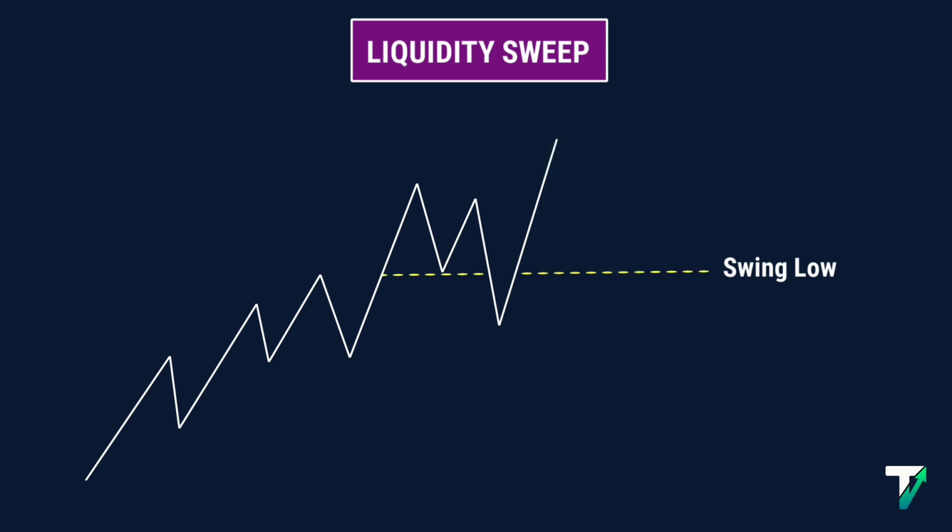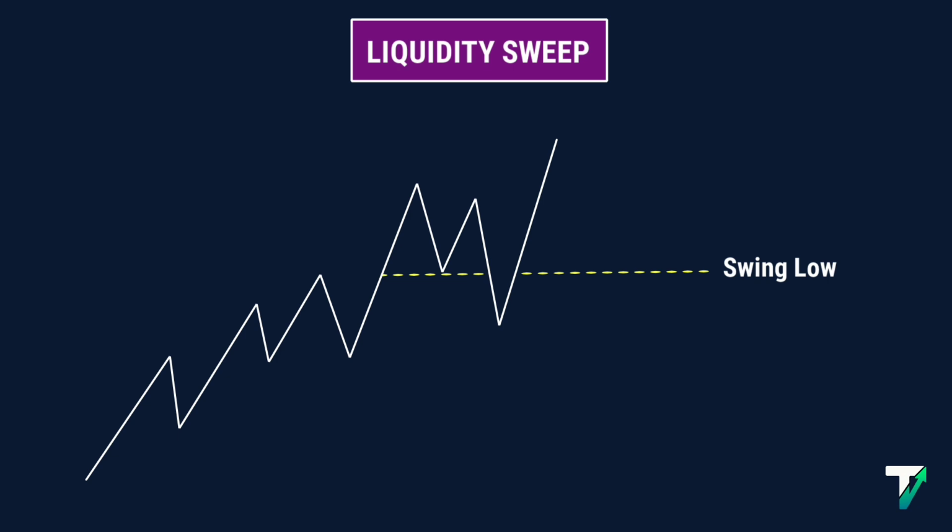Think of it like clearing the road before a big race. They knock out the weak hands, create space, and then push the real move. If you've ever been stopped out right before a rally, yeah, that's exactly what this is. This trap isn't random. It's what smart money concepts call a liquidity sweep.